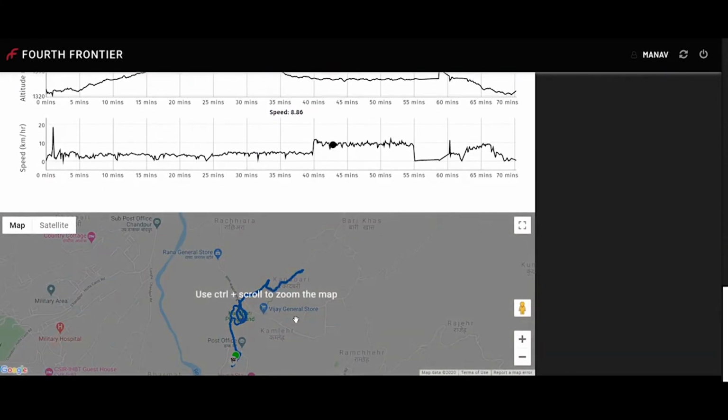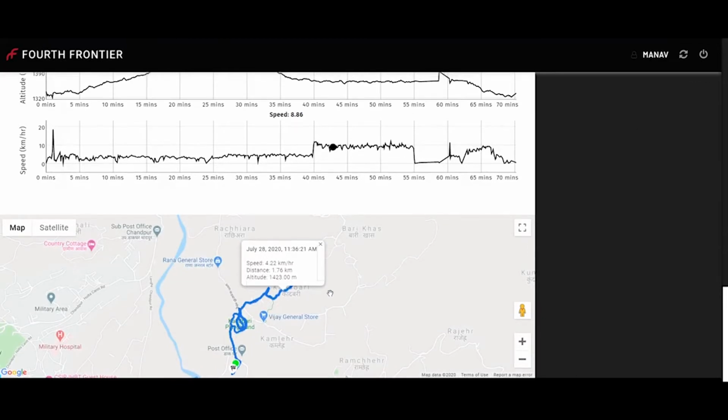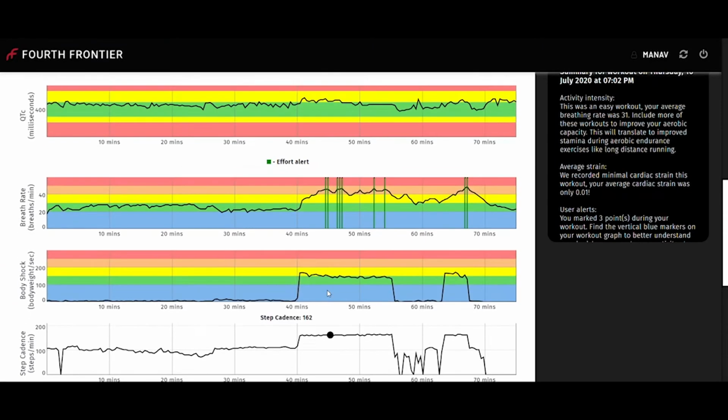So you can also click on any particular point of the route map to indicate the speed, distance, and altitude at that particular point. Now, this was a run that I did first on grass and then on the road. So you can see that my body shock is actually lower on grass and then higher on the road.